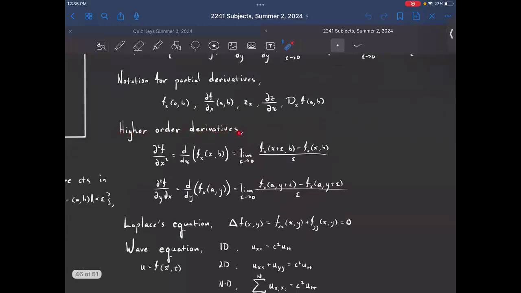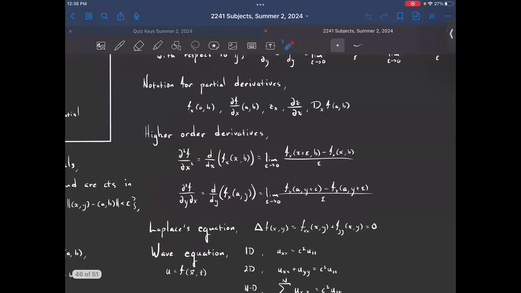We have higher order derivatives as well. We have things like the second derivative, which looks the same. You just take the derivative of the section twice, and you get this. But then we also have mixed partial derivatives, and these we switch to a different section, and it's a section of the partial derivative. So this is a little bit different to interpret. The limit and stuff is the same though, so that doesn't change.